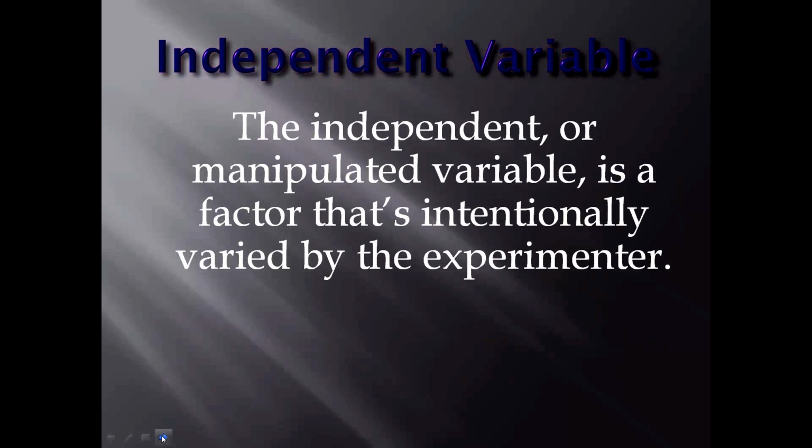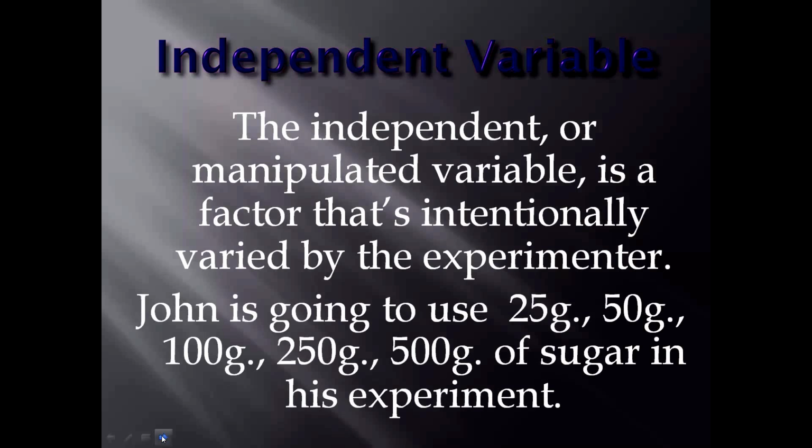The independent variable, and another term for this is a manipulated variable, is a factor that's intentionally varied by the experimenter. And this on a graph will go on the x-axis. Typically, time will be the independent variable. It is something that you control, that you set, and then you measure something against whatever you set it at. And here, John's going to use what look like increments of 25 grams. That actually looks like he's doubling the amount of sugar every time in his experiment.